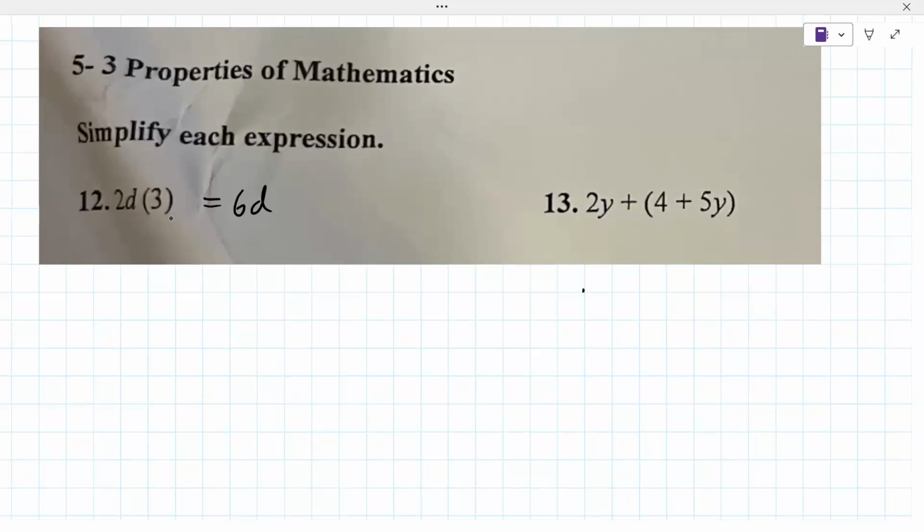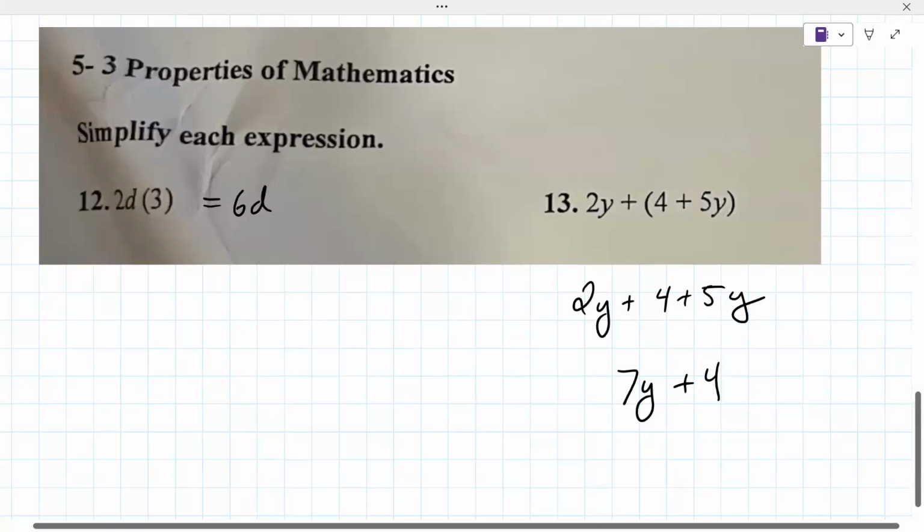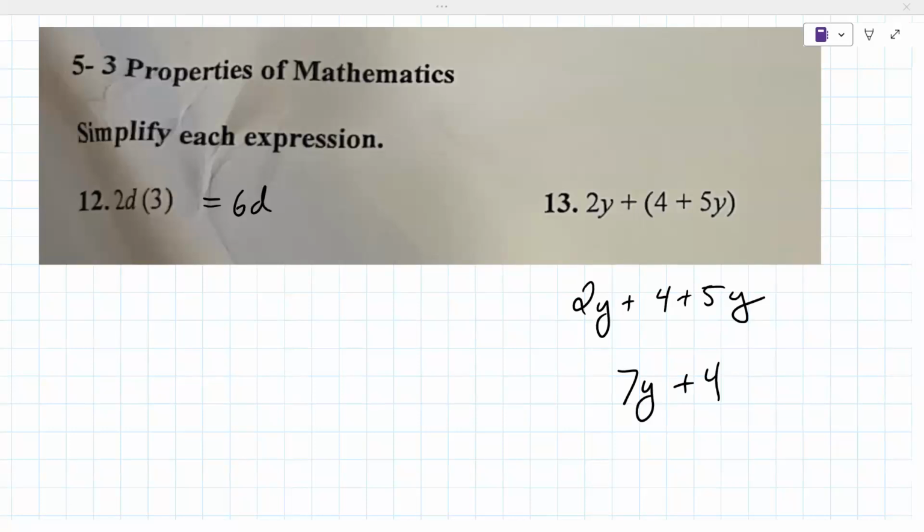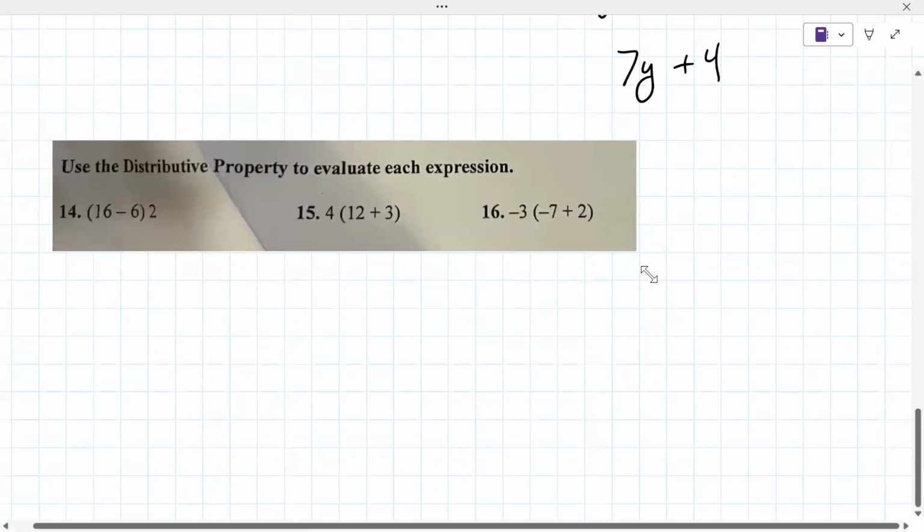All right, so the next one here, you do not need the parentheses when there's a plus on the outside. What are the like terms that you're seeing here? Y. Okay, so you can combine the 2y and the 5y. What does that become? That becomes 7y. All right, 7y plus 4. Good, that's it.